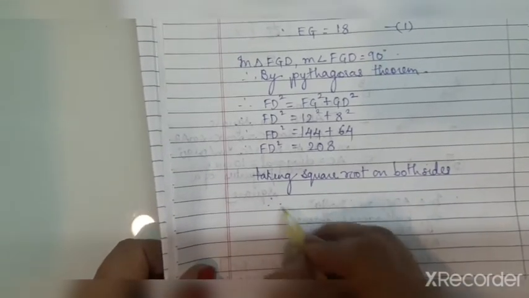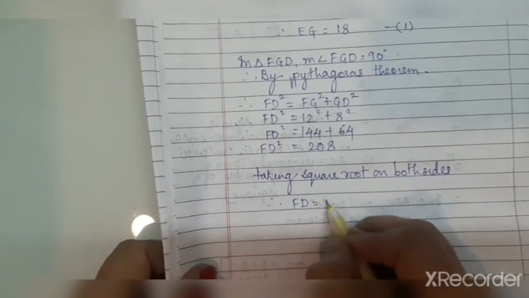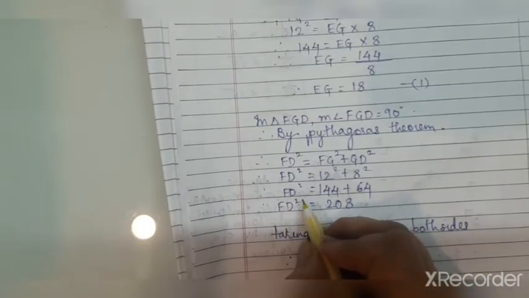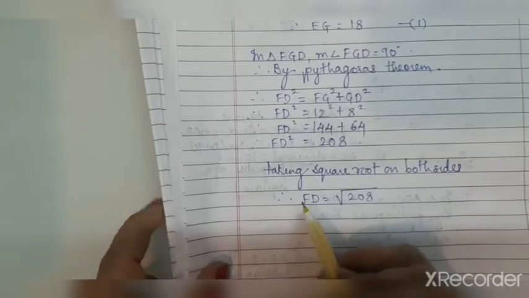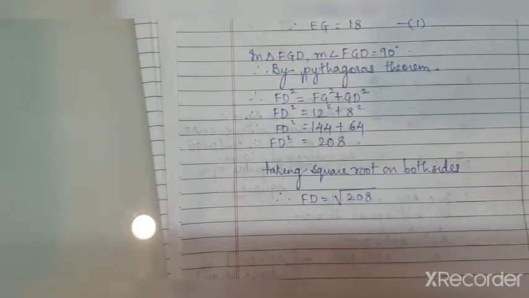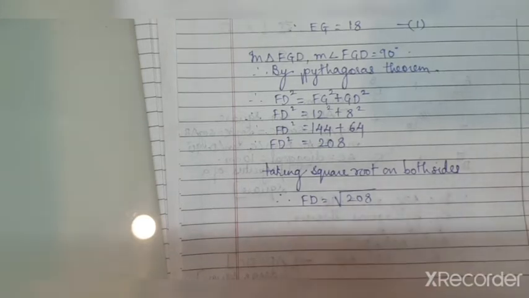Okay, FD is equal to, if I take square root of FD square, square and square root gets cancelled and I get FD, which is equal to root 208. Now how you will solve this root 208?